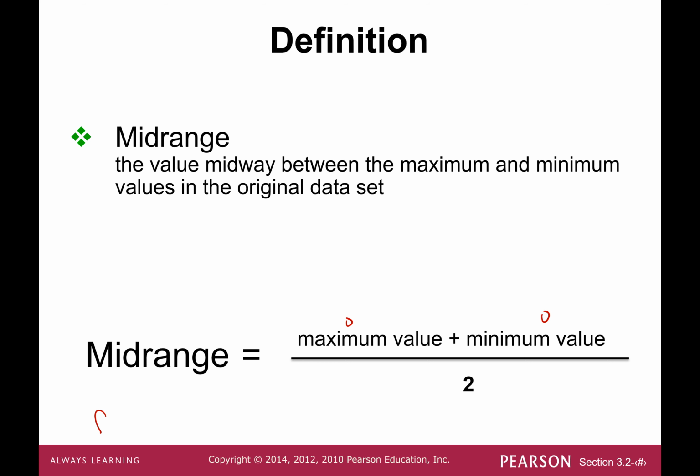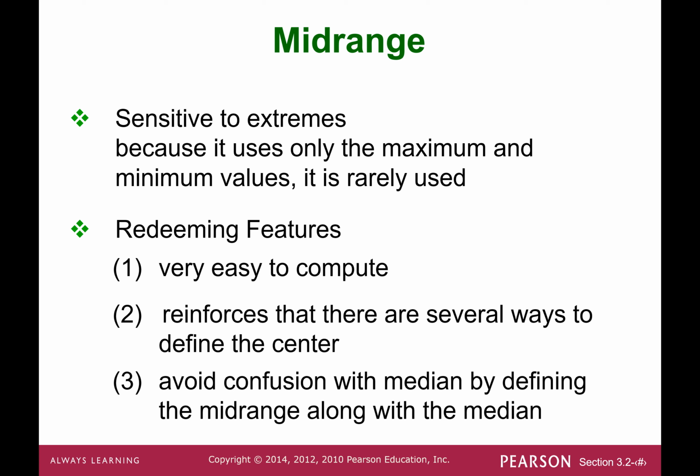Also, mid-range is very sensitive to the outlier, to the extreme value, because you are including the smallest value and the largest value in your data set. Those two could be potential outliers or extreme values. So that's why mid-range is very sensitive to extreme values, because it only uses minimum and maximum values. And also it's very easy to compute the mid-range.